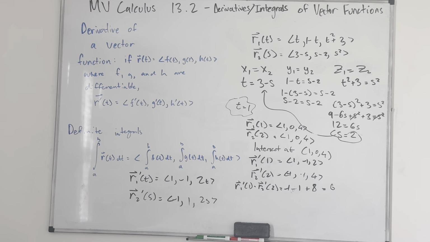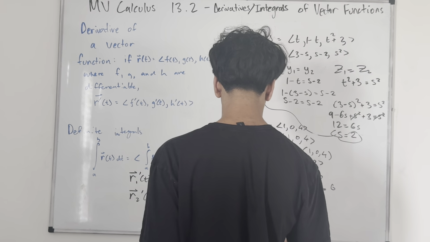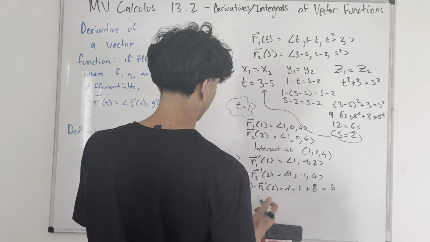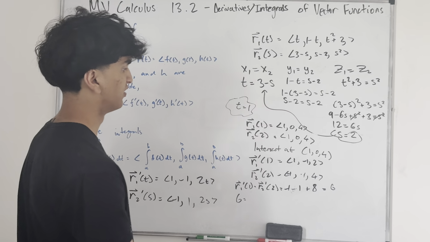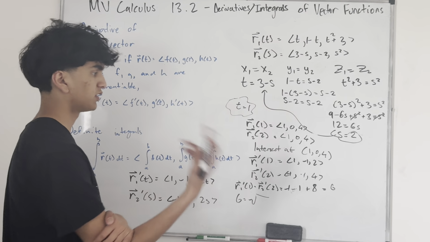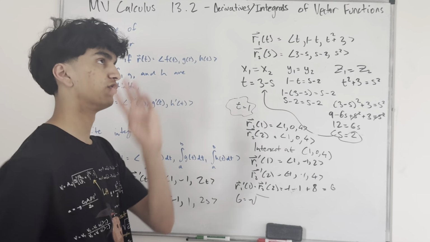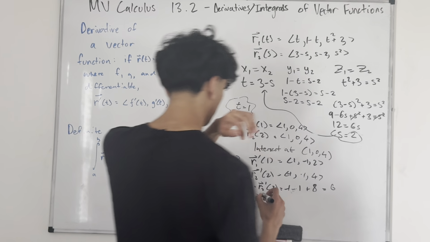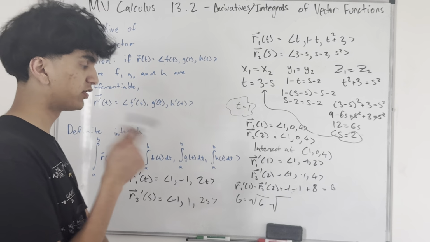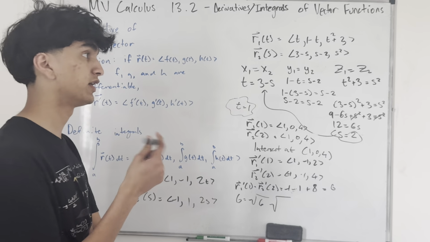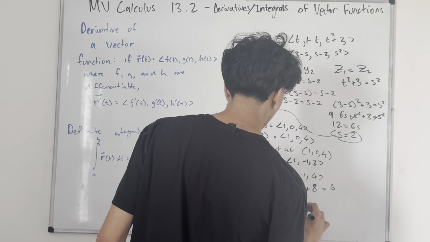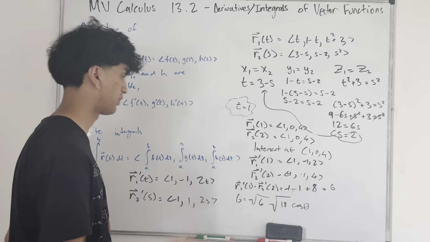Okay, and now the dot product, by the dot product theorem, is going to equal the magnitude of r1 prime times the magnitude of r2 prime times cosine theta. The magnitude of r1 prime is the square root of 1 squared plus negative 1 squared plus 2 squared, so 1 plus 1 plus 4 is 6, root 6, times the square root of 1 squared plus 1 squared plus 4 squared, which is root 18, times cosine theta.